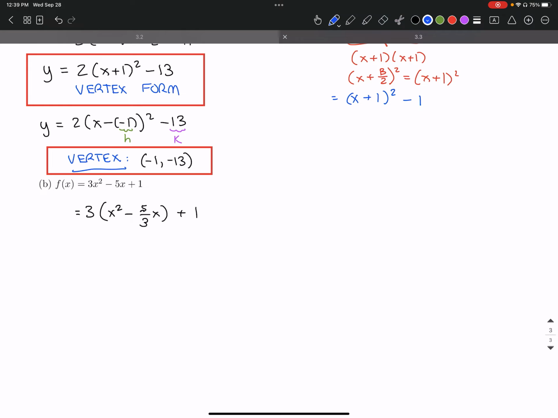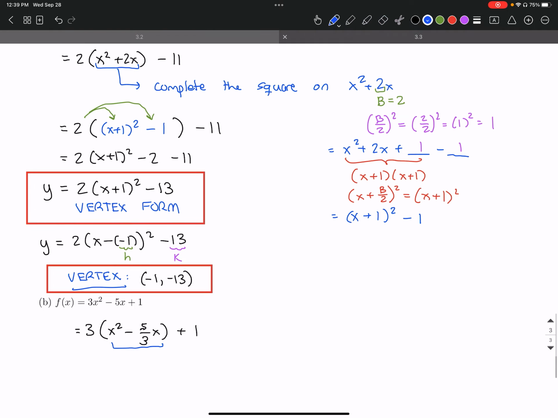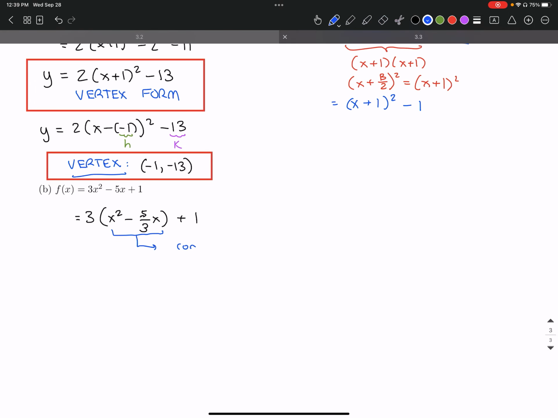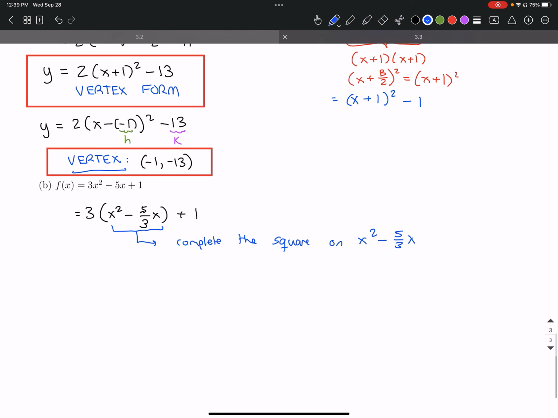All right, once we're in this form, we can complete the square on what's in the parentheses. So we're going to complete the square on x squared minus 5/3 x. This is now in the form x squared plus bx plus c. And in this case, our b is negative 5/3. Remember, we take the sign in front of the coefficient on the x.